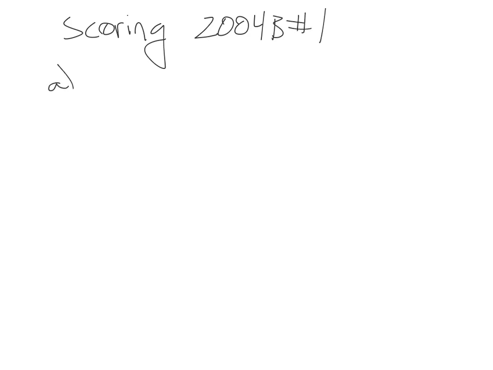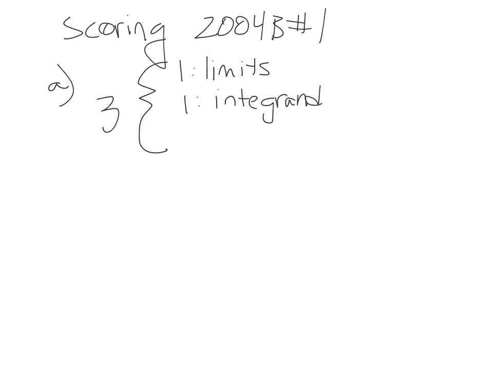Okay, so the scoring for our first example that we just did, 2004B, problem number 1. For part A, it's worth a total of 3 points. And the way they give you those 3 points are 1 point for the limits of integration, so having the 1 to 10 on your integral, 1 point for the integrand, so integrating square root of x minus 1, and then 1 point for your answer, which was 18.